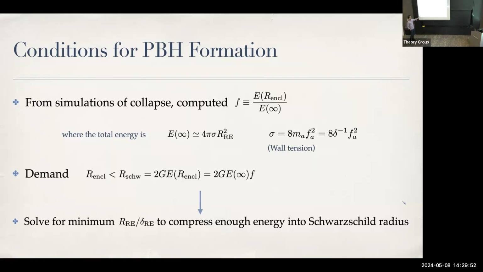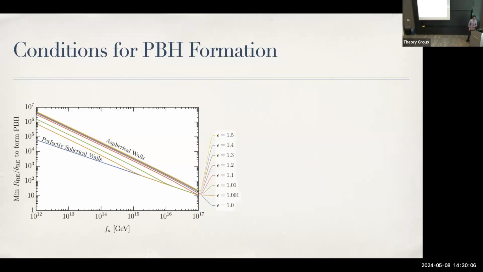From this equation, you can solve for a minimum wall size to thickness at re-entry that makes it such that I can compress enough energy to be within a given Schwarzschild radius. And I'll show you very briefly what this looks like as a function of Fa. The y-axis shows the minimum re-entry radius compared to the thickness to form a PBH as a function of Fa for different values of my asphericity parameter.